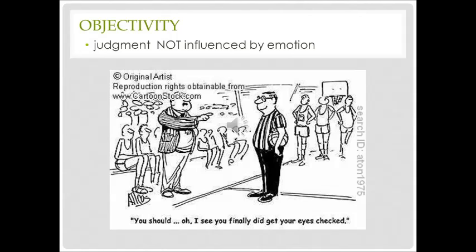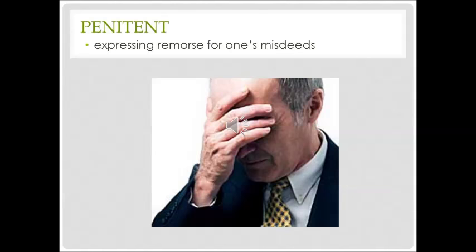The next word is penitent. Penitent means expressing remorse for one's misdeeds. Penitent is an adjective, and if you look at the word, penitent is the first part of penitentiary, where you hope people who have committed crimes are penitent for their crimes. You hope that they feel sorry for their crimes. To be penitent means that you are thinking about things and you're reviewing it and reflecting and you feel bad for it. So penitent is remorseful.